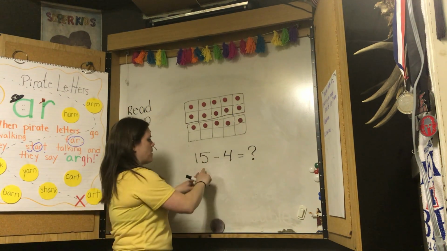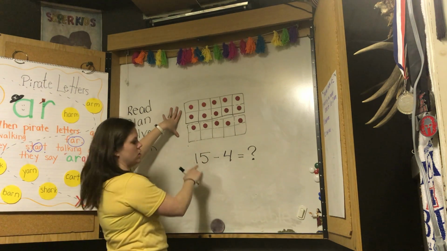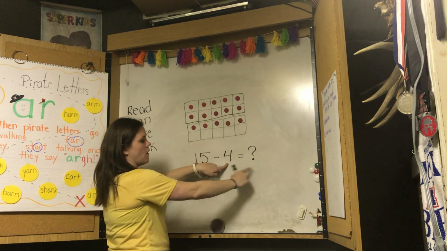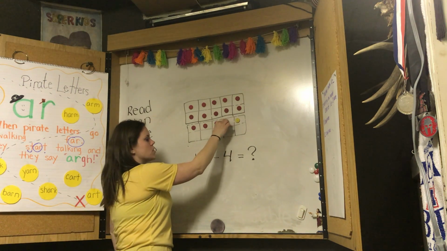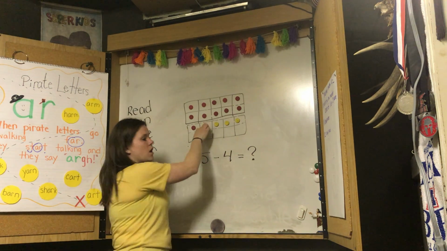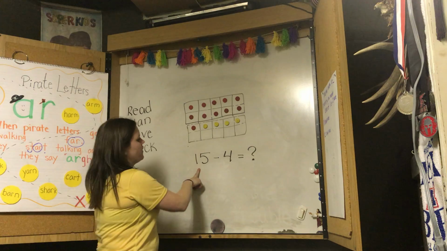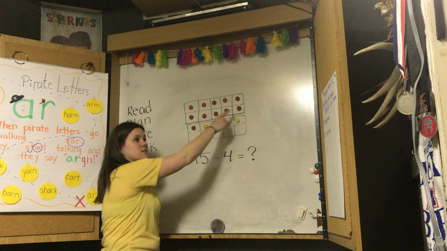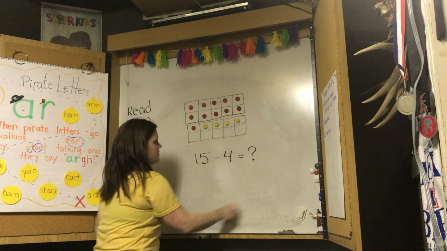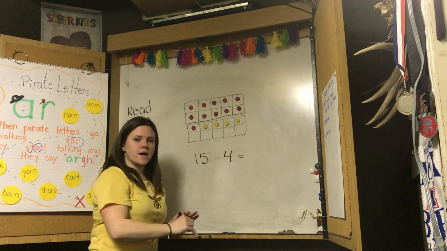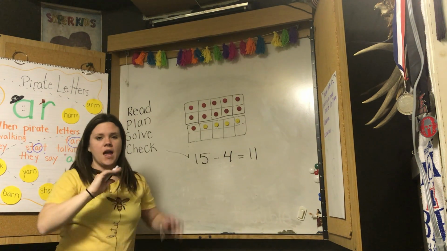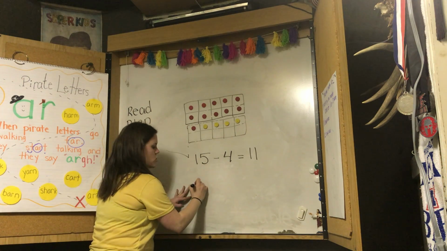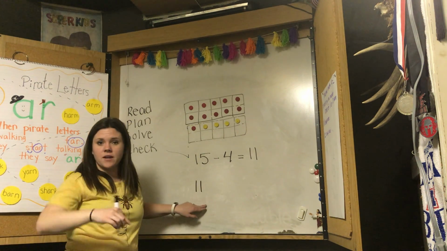I'm going to flip over my part. Here's my whole. 15 is my whole. Here's my part that I know. I'm going to find my missing part by showing this part. 1, 2, 3, 4. So 15 take away 4 equals 11. But we are not done yet. This is the first part of our problem. After Missy took her 4 books off the shelf, there are now 11.